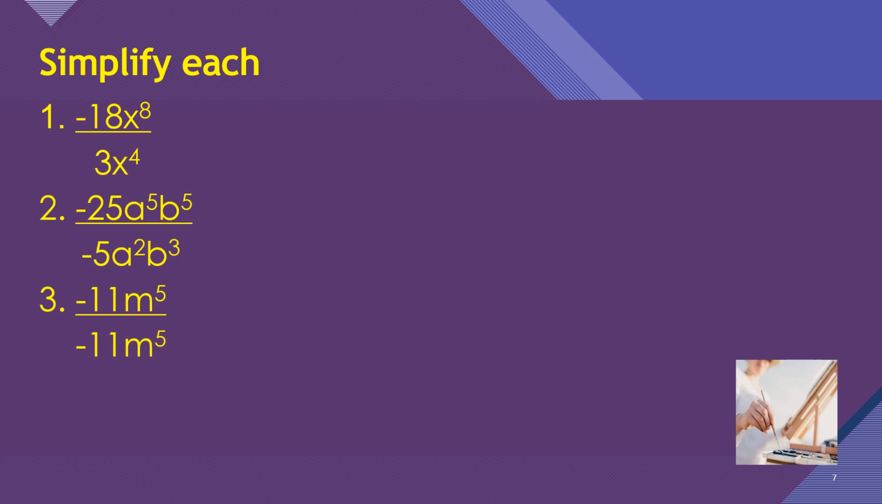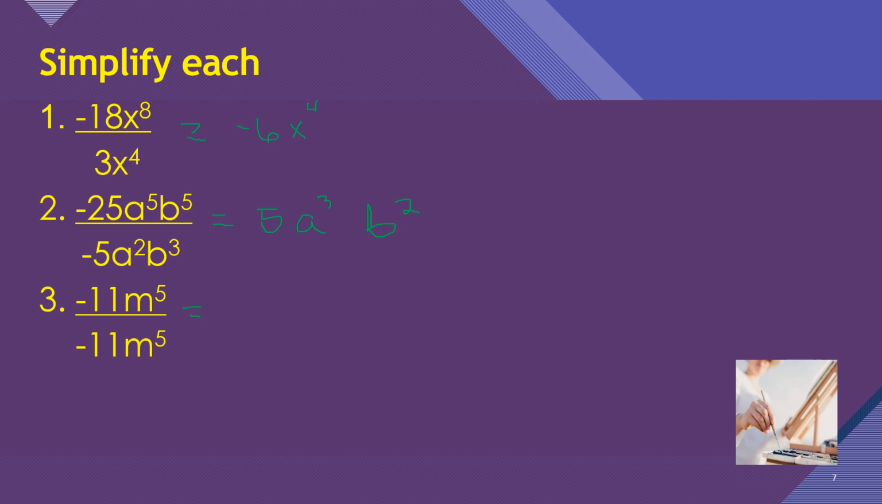We are given examples. Okay, so negative 18 divided by 3 is negative 6. So 8 minus 4 is equal to x raised to 4. And then we have here negative 25 divided by negative 5 is 5. Then 5 minus 2 is equal to a cubed. 5 minus 3 is b squared. So the final answer is 5a cubed b squared.